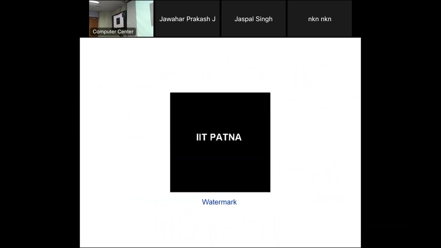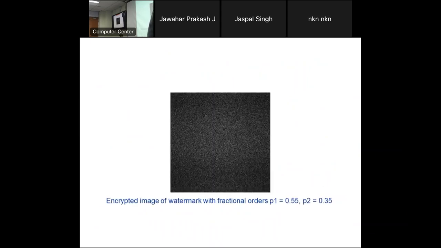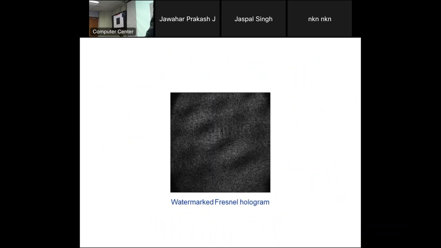Now, this is the watermark, IIT Patna. So what I did, I have encrypted this IIT Patna image, and this is the encrypted image of that watermark. Now, this encrypted image of the watermark will be added into the hologram, not the original object. So we are only dealing in the frequency domain, spatial frequency domain, nothing in the spatial domain. So the watermark is encrypted using any technique, and it has been added to the hologram, and this is the watermarked Fresnel hologram.